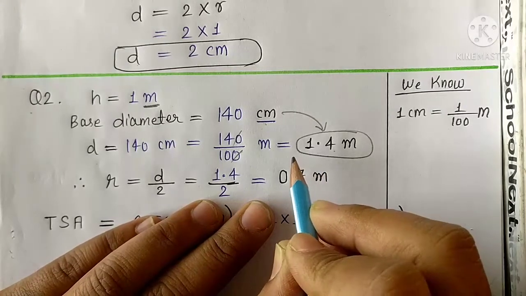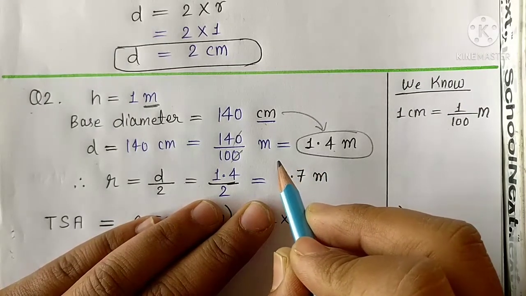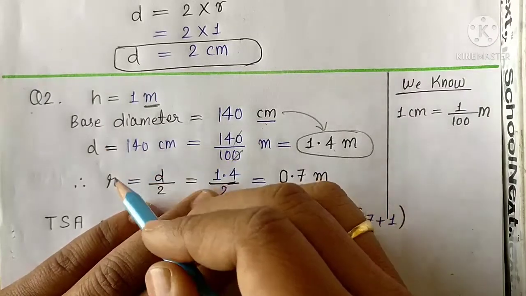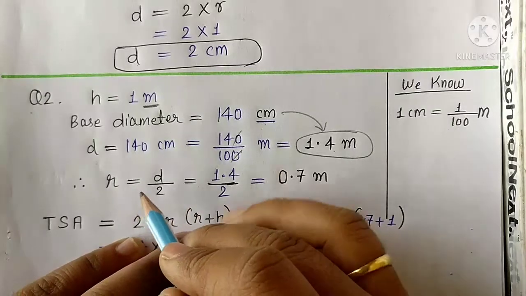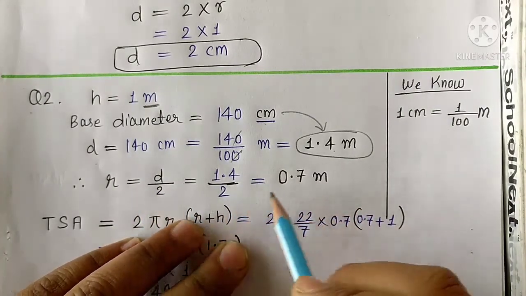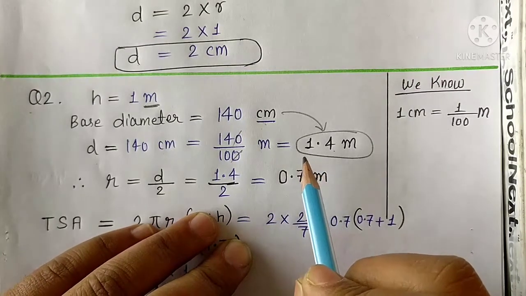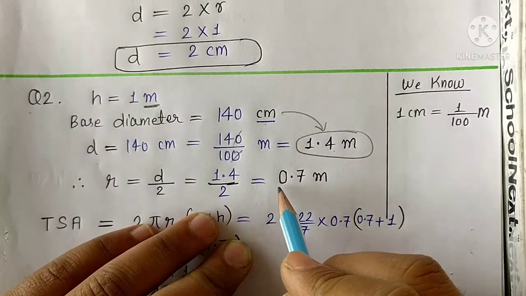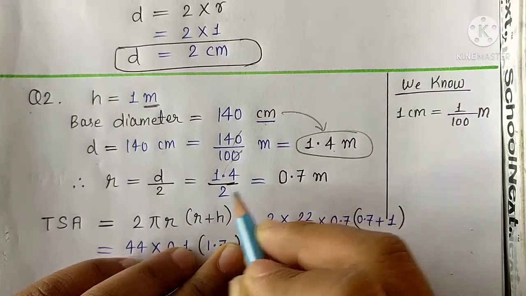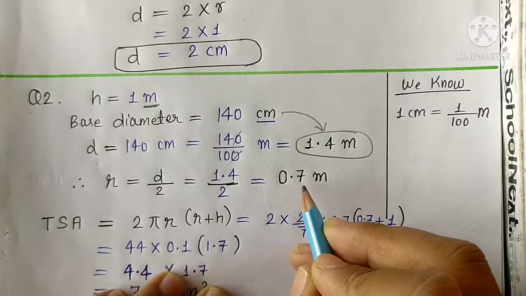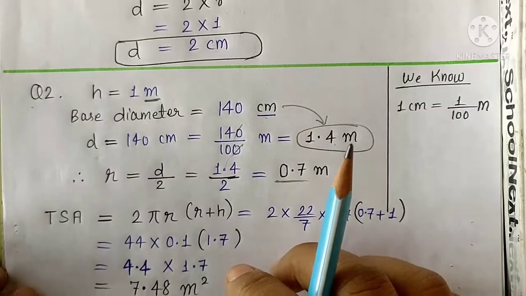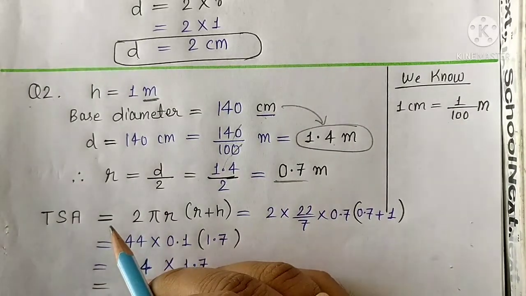Now the question arises: when using the formula for TSA, we need R. We don't need D. So we need to convert this D into R. Radius equals diameter divided by 2, or half of the diameter. The diameter is 1.4, so half of 1.4 is 0.7. If you divide 1.4 by 2, it will come 0.7. So our R came 0.7 meter. Now we can use our formula for finding TSA, which we have learned earlier.